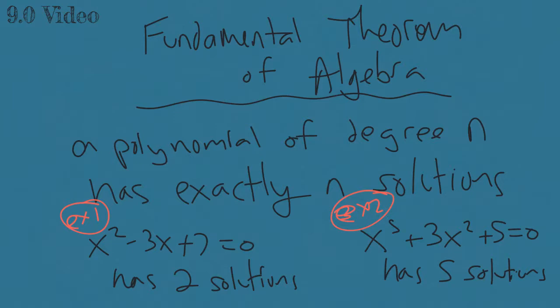So pause this if you need to copy the rest of this down. But this idea is going to be big because we can look at an equation to start and decide how many solutions it's going to have. Now, sometimes those solutions are something we call imaginary. There's real numbers and imaginary numbers. But the total number of solutions is going to be the same as the degree. So let's do a couple examples.